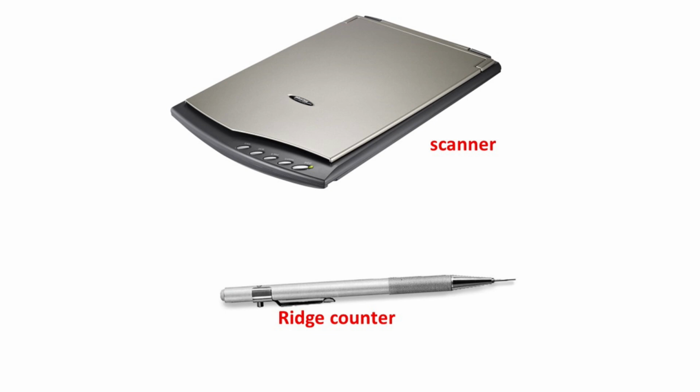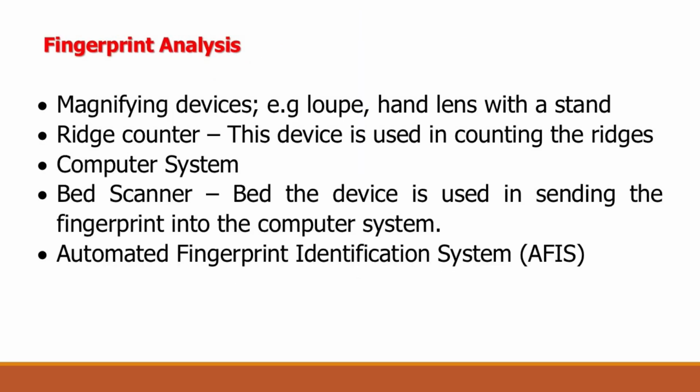Also, we need a ridge counter. A ridge counter is a pointed device that can help you point to those features, or when you want to count some ridges. If you use your finger, it will cover some things from your eyes. But a sharp object, just like a pen, will enable you to count them one after the other. We will come to ridge counting in the next class.